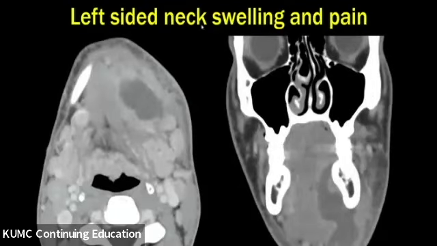We have a patient with left-sided neck swelling and pain. At the level of the submandibular space, we have a rim-enhancing collection, which extends superiorly into the sublingual space and floor of the mouth region, with just really extensive surrounding fat stranding.